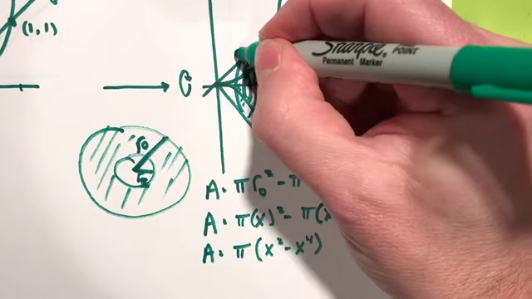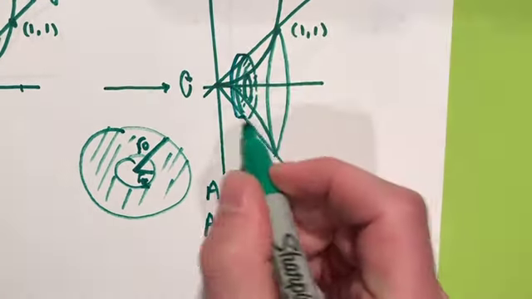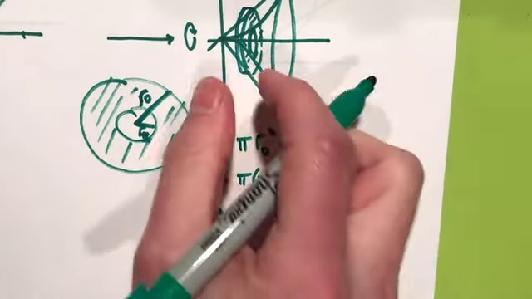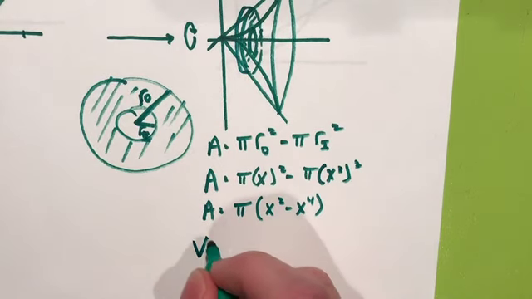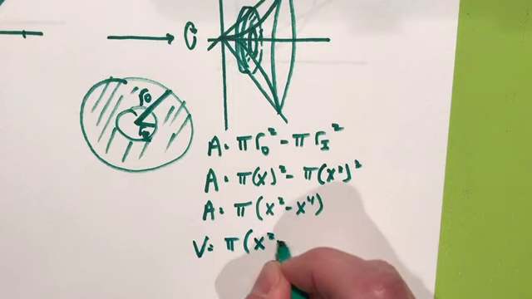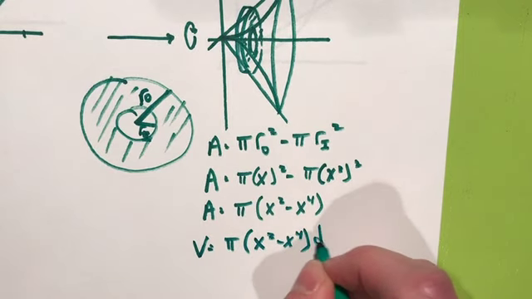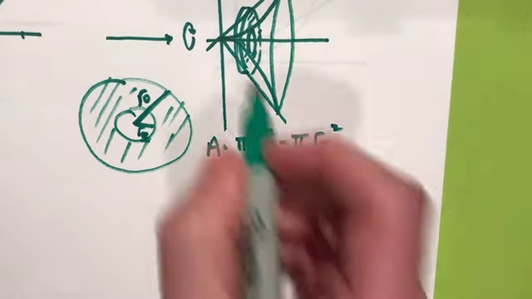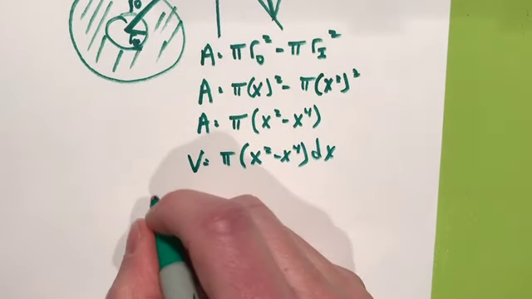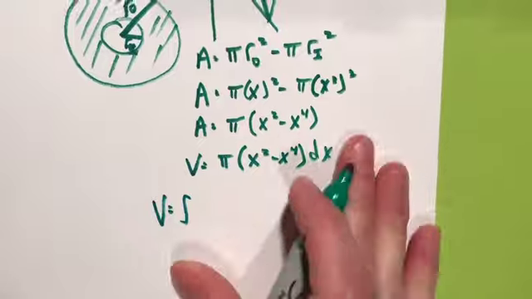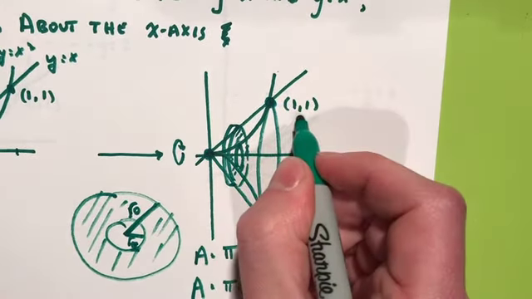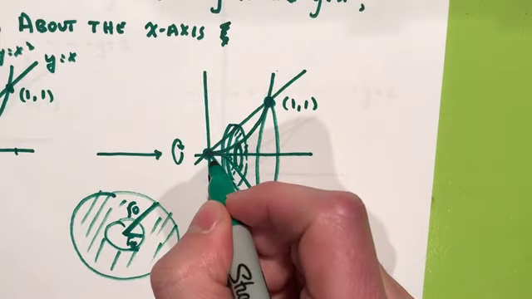If we give it some infinitesimal thickness so that we've got a volume to it, that's our dx in this case because we are moving horizontally. So our volume of one single disk is pi times x squared minus x to the fourth, dx. And if we want every single disk added together to give us the entire volume, we take our integral. Horizontally, we're going from 0 to 1, so x from 0 to 1.